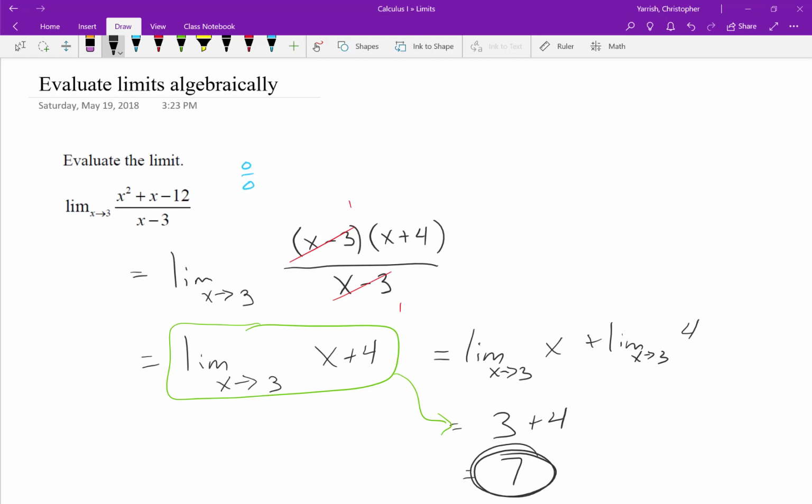Graphically and numerically like that are great ways to get an idea of what a limit looks like, but when we work with limits, make sure you can always solve them algebraically or evaluate them algebraically. That is, you should be able to show work that looks something like this.